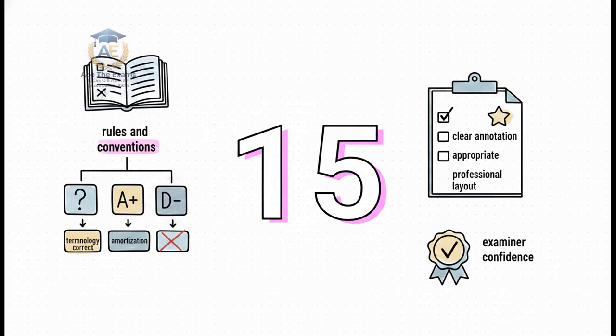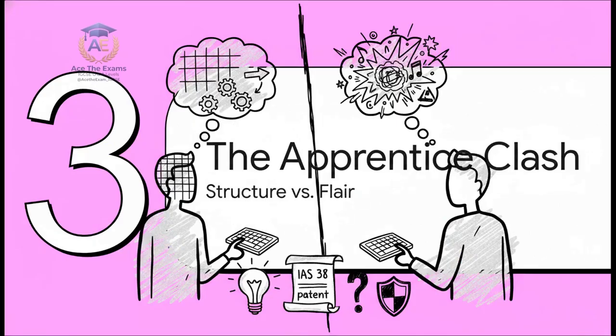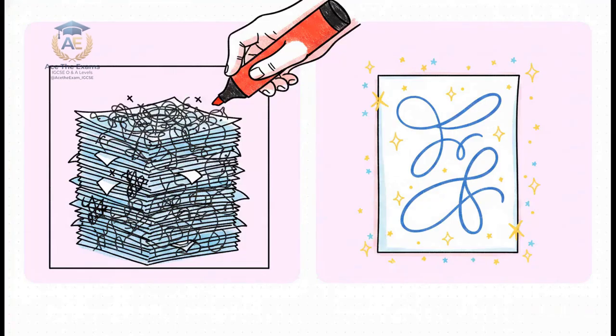It sets the tone for the entire grade. All right, Section 3, the apprentice peer clash, structure versus flair. Now, I want to pull up a split-screen viewport scenario. Imagine we are watching a live feed of 2 candidates. Let's call them Student Alpha, Alex, and Student Beta, Sam. They are actively debating how to execute a high-tariff multi-part question on recognizing a newly acquired patent under IAS 38.